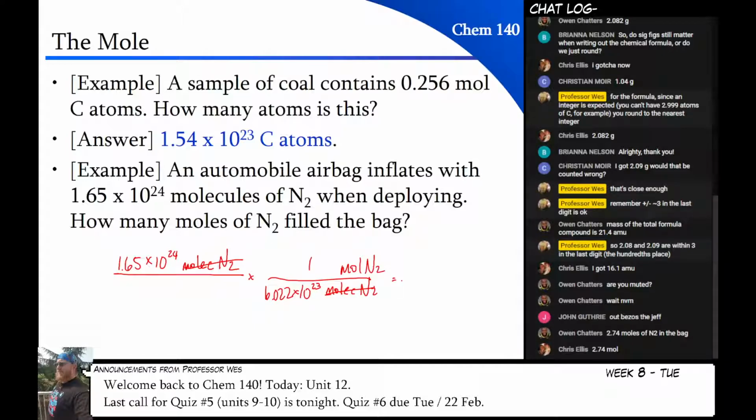Now, if you do this calculation and you get an answer that's like 10 to the 46, what happened there was that you didn't use parentheses around the number at the bottom. So when you're dividing and you have exponents, put a parenthesis around that number, and you'll get the correct answer. And there you go.